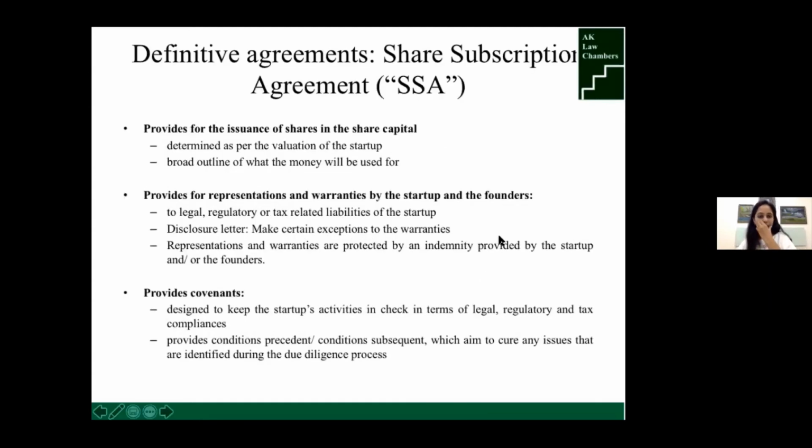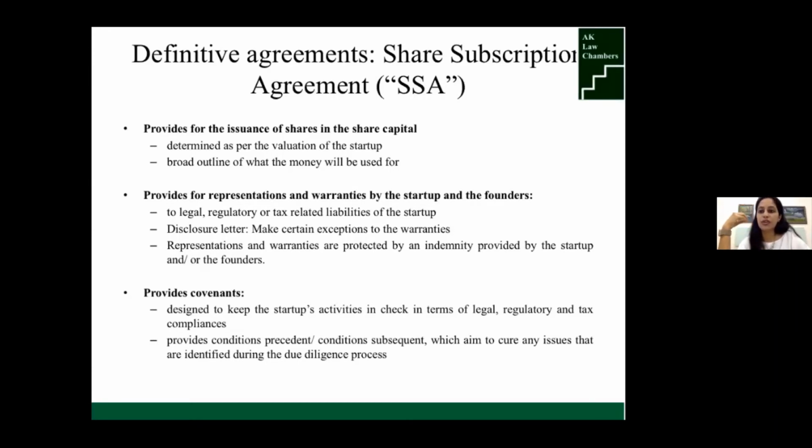Okay, then once you've signed your term sheet, the next document that comes in is your share subscription agreement. Under the share subscription agreement is where you issue the shares. For example, say for 10% or 20% of the company, you're allotting shares. The process of allotment, how do you allot the shares? Within how much time should the shares be allotted? What are the conditions precedent?